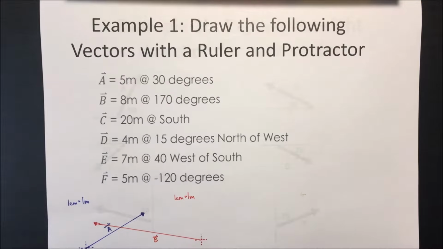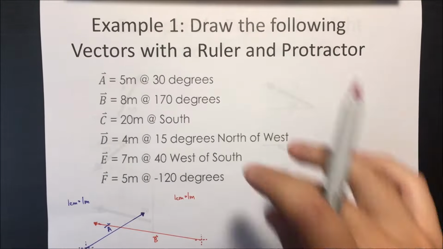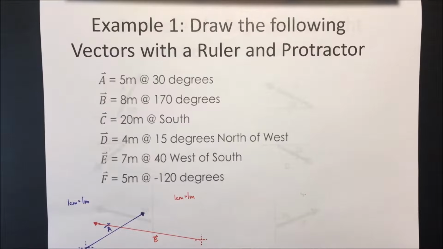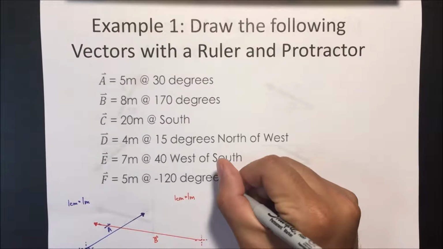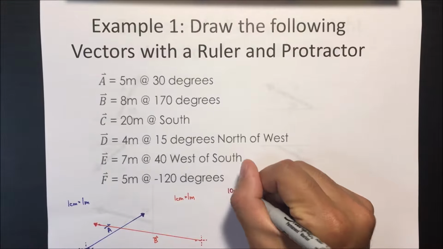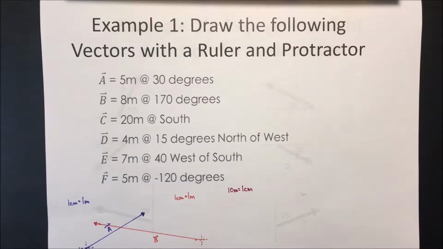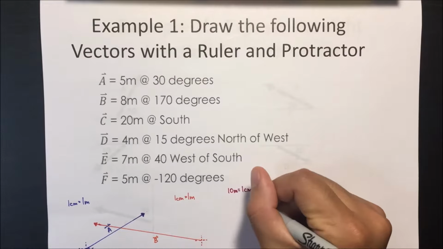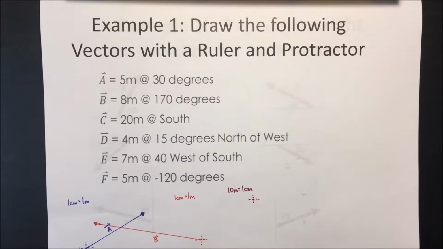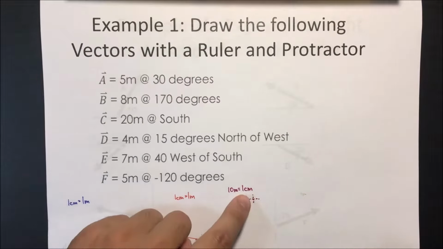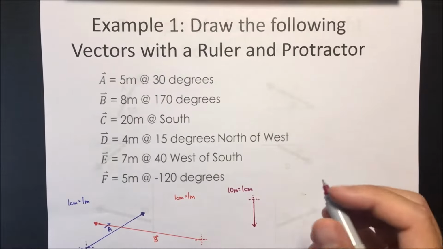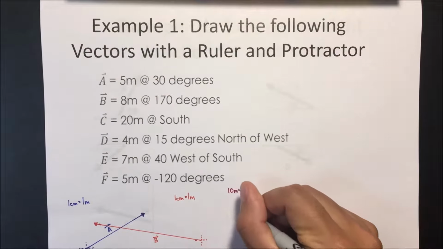Vector C says 20 meters at south. So we're just going south. This time I'm going to make the scale a little bit bigger because I don't want to draw 20 centimeters. That's almost the whole page. So I'm going to make my legend 10 meters equals 1 centimeter. And this time I'm going to draw my little cross section like this. And all I have to go is 2 centimeters, because 2 centimeters equals 20 meters. So I'm going to go from here to here, directly downwards. That's 2 centimeters, which equals 20 meters. This is my vector C.